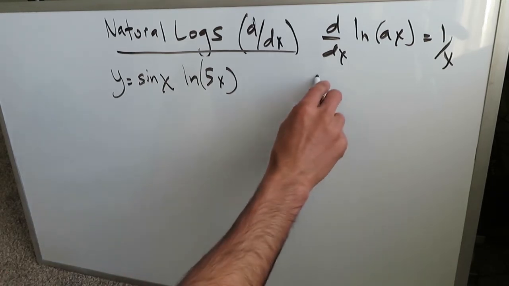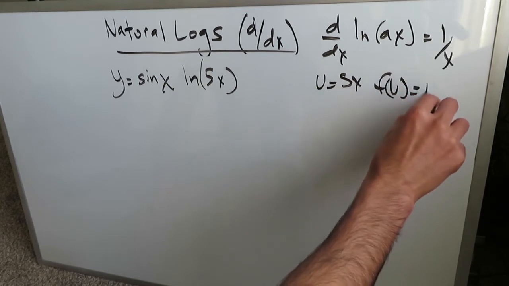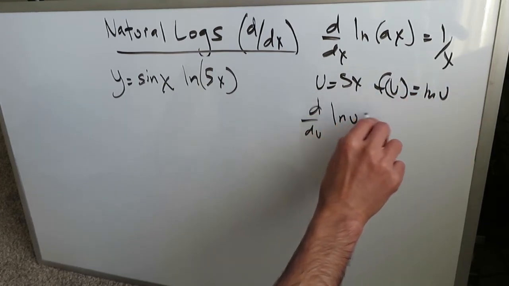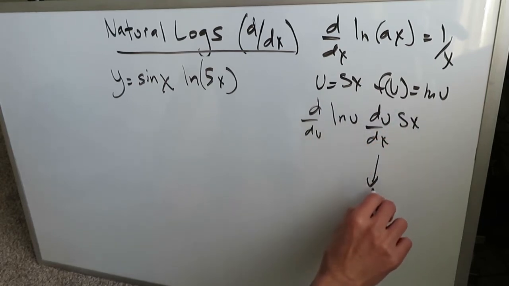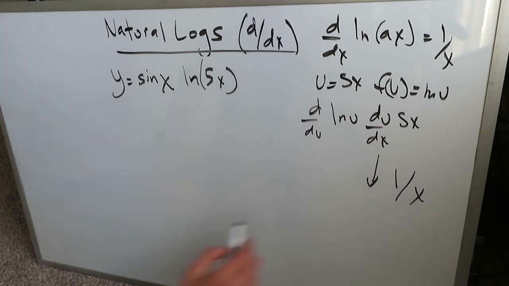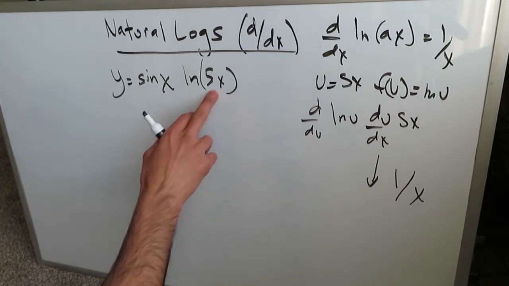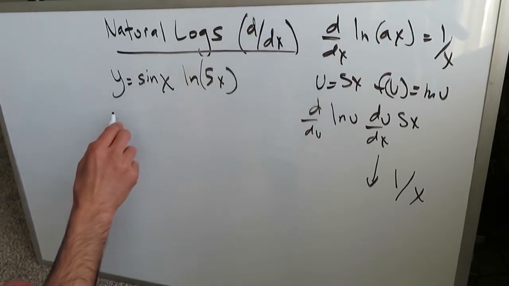You don't waste time doing u is equal to 5x. Therefore f of u is equal to ln u, and then you do d over du ln u, and then du over dx of 5x, because all of this will still give you your 1 over x. You'll still get that 1 over x. We'll go directly here to the product rule, but we'll go directly to the derivative of this being 1 over x. And now watch, we have to use a product rule.